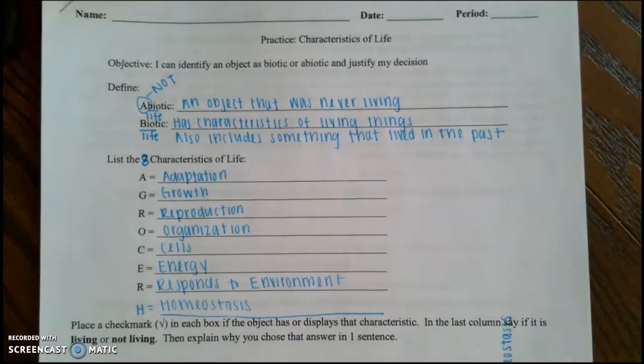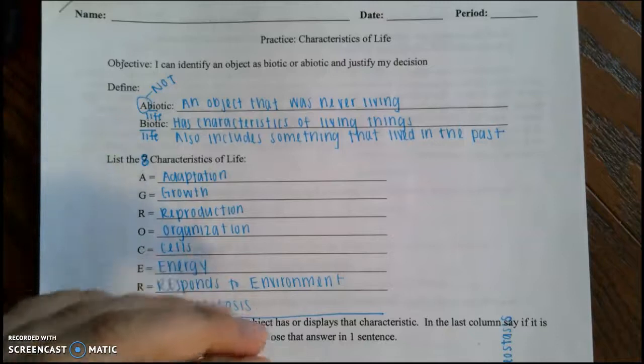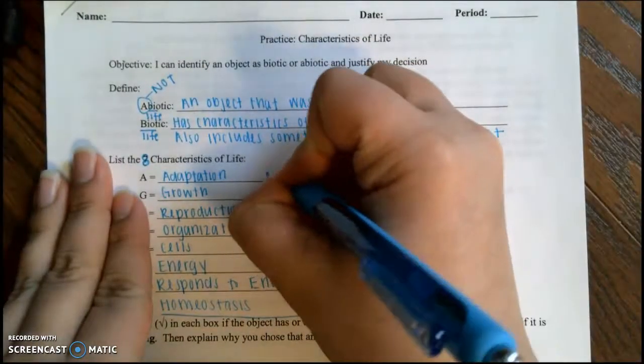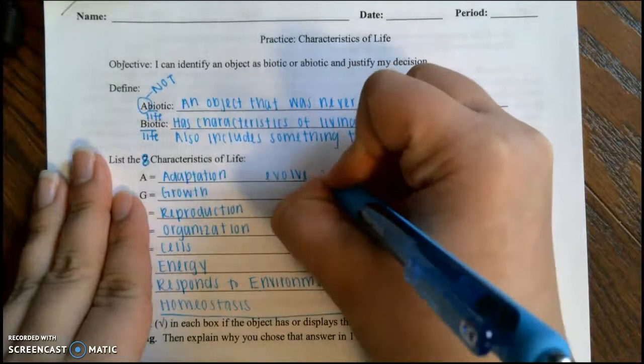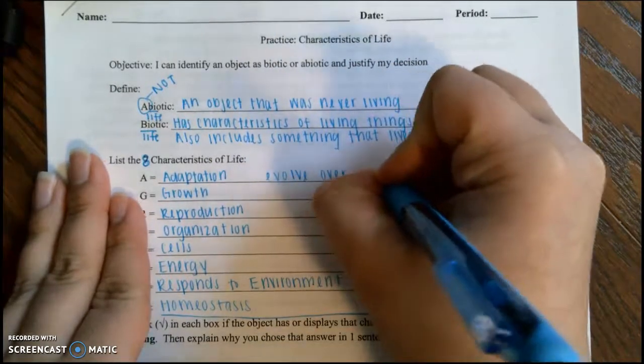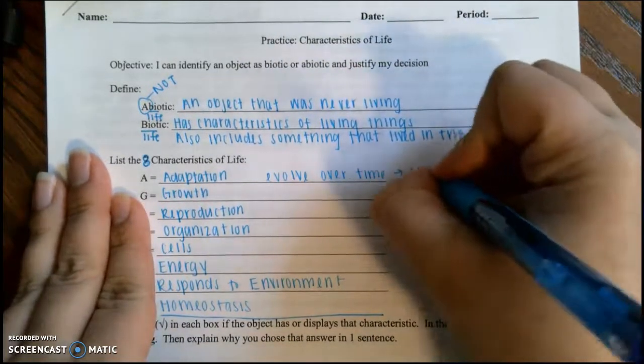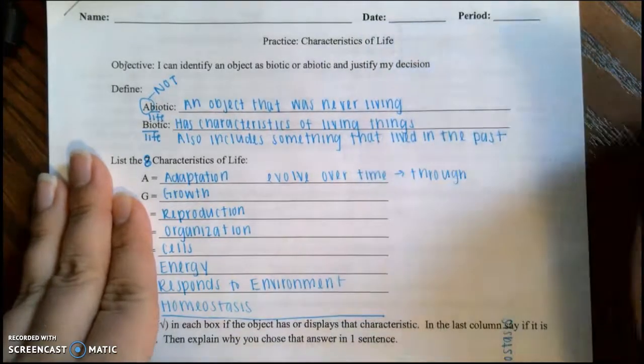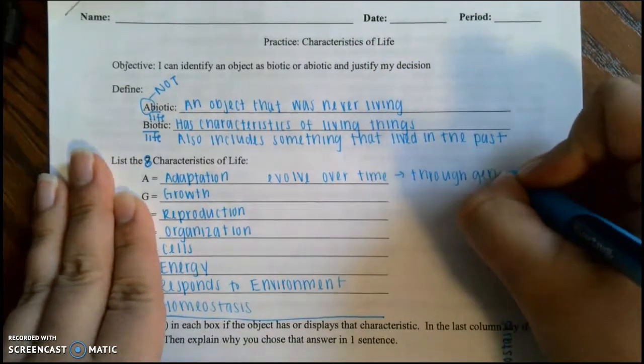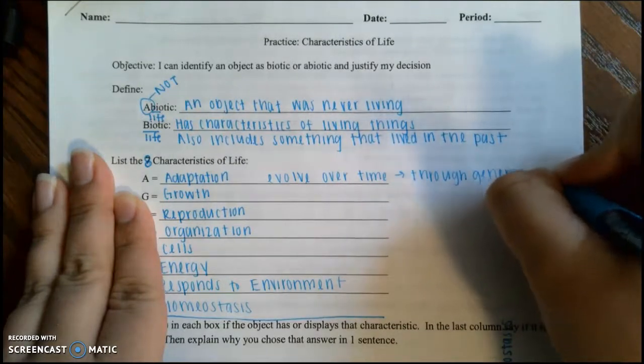Take a second to make sure that all of yours are the same as mine. Now let's go ahead and talk a little bit more about what each one of these words mean. So adaptation would be changing to be better suited to an environment. So I want you to think of something evolving over time, like through generations. You don't have to write these down on yours unless it would help you. I am just writing it down because it helps me.